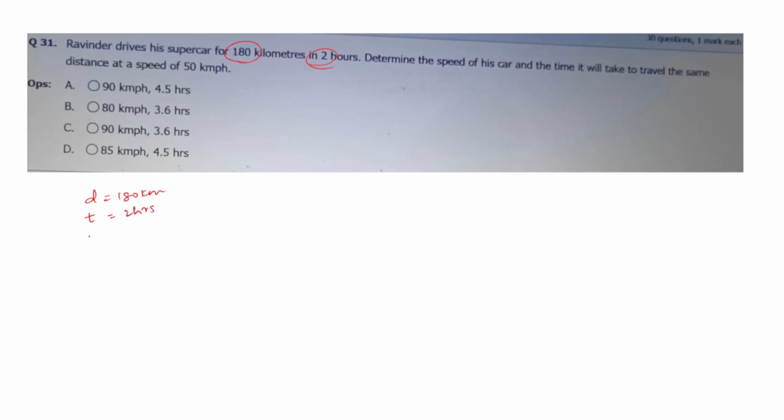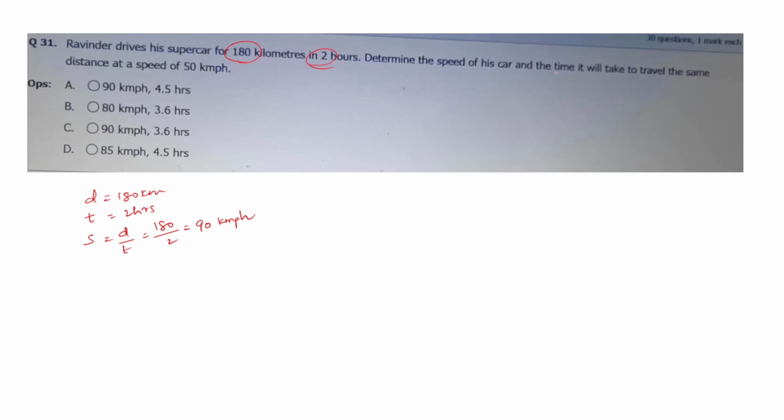So let's calculate the speed. The formula is speed equals distance by time. The distance given is 180 and the time given is 2. After calculating these two, we get the answer as 90. So the speed is 90 kilometers per hour.